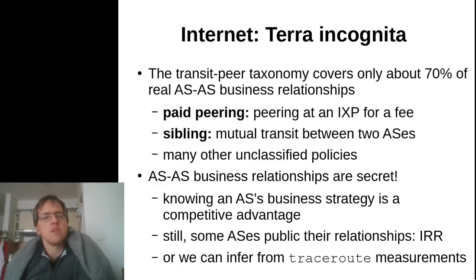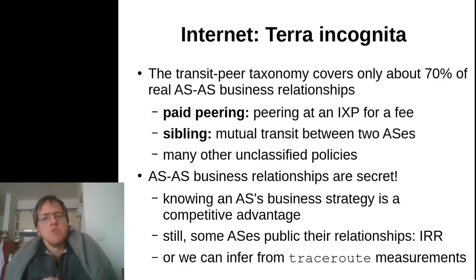First of all, the transit-peer taxonomy. These two very simple models of AS-AS business relationships, the transit and the peer relationship, basically cover only about 70% of the real AS-AS business relationships. A large-scale survey showed that there are lots of ISPs and ASs that diverge from this simple model. A typical example is paid peering, which is basically a peering relationship, but one ISP pays a fee to the other. This is usually an asymmetric peering relationship.